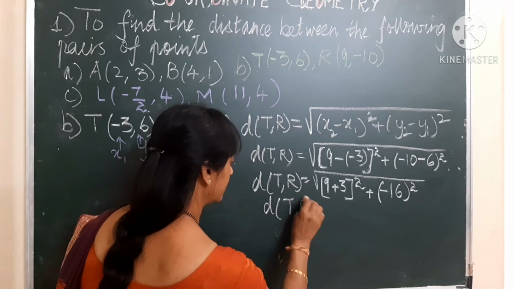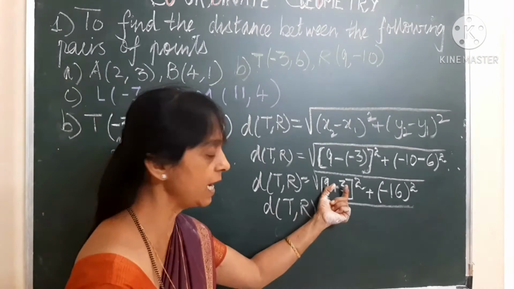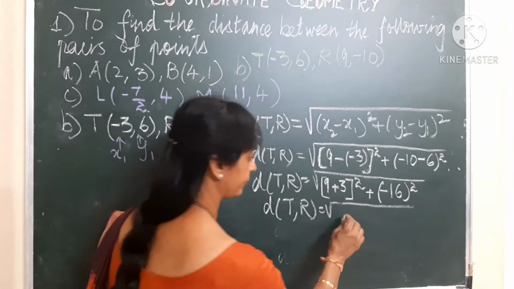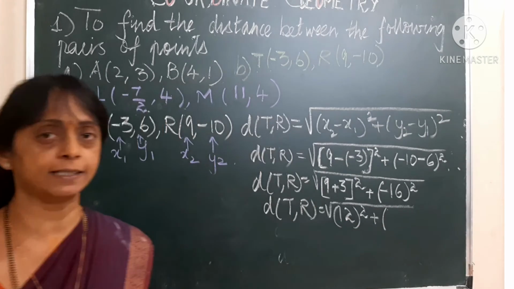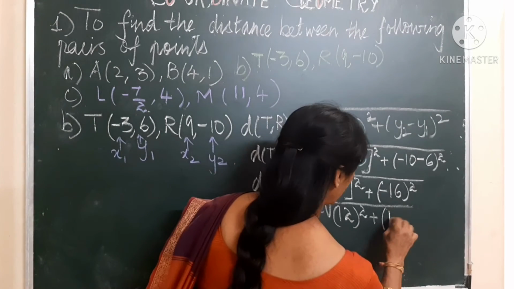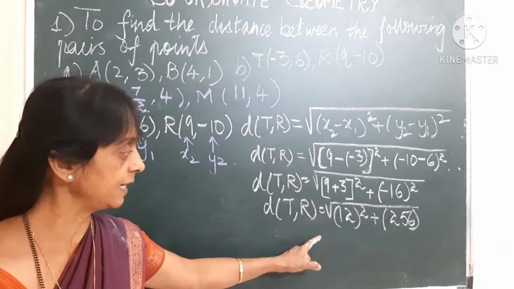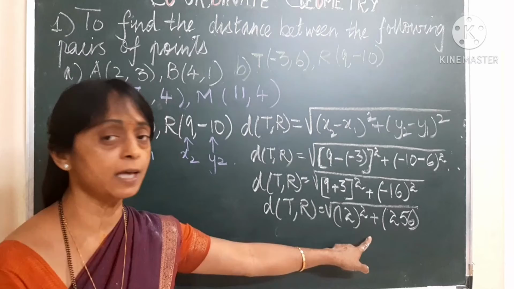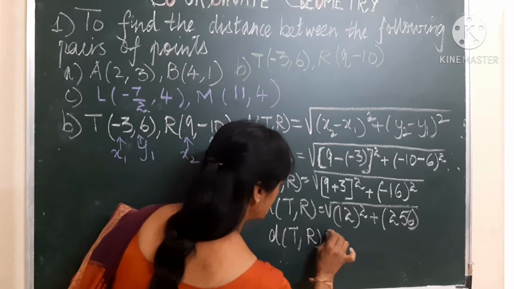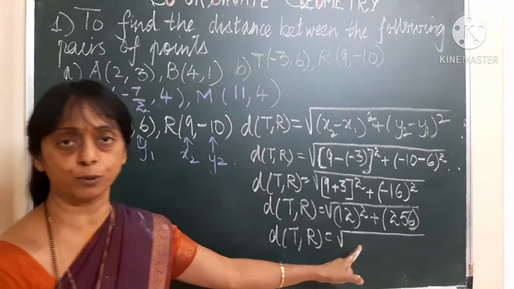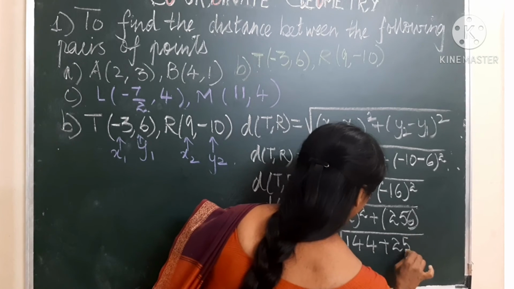Let's solve it. First bracket, 9 plus 3 gives me 12, 12 square plus minus 16 into minus 16 gives me plus 256. So we get distance TR, which is equal to square root of 12 square plus 256. To move on, children, here we have now distance TR will be equal to 12 square is 144 plus 256.